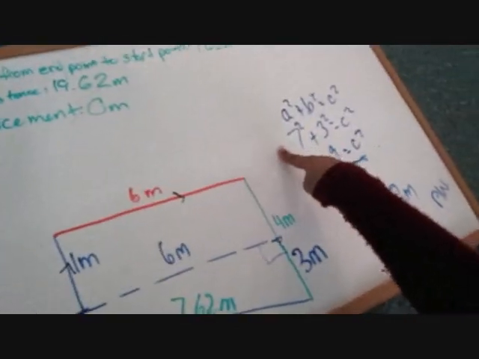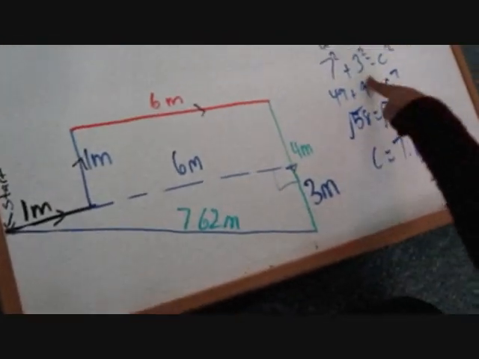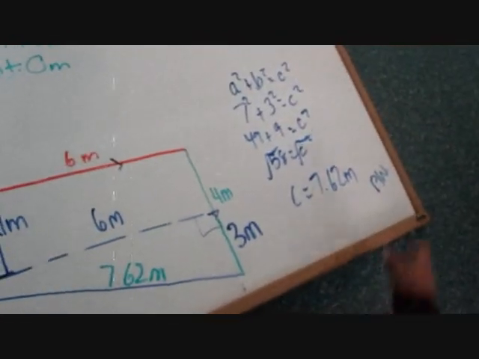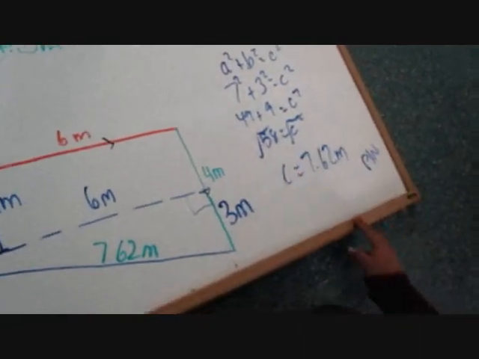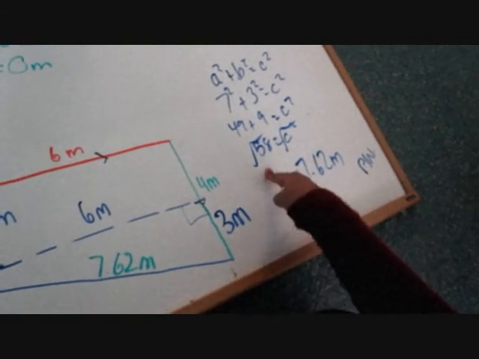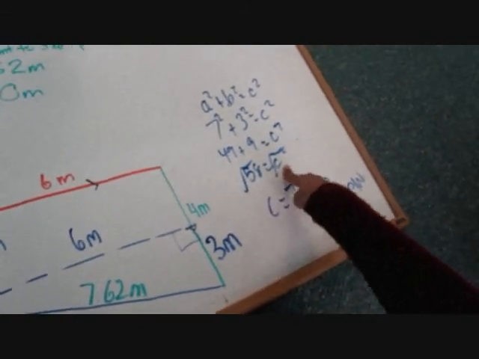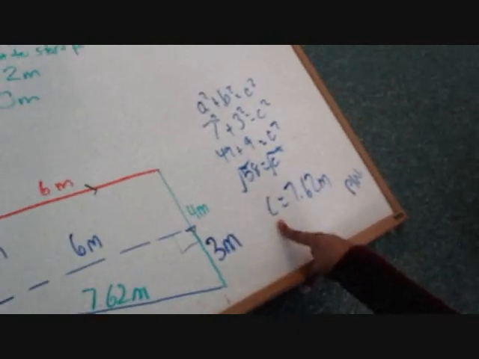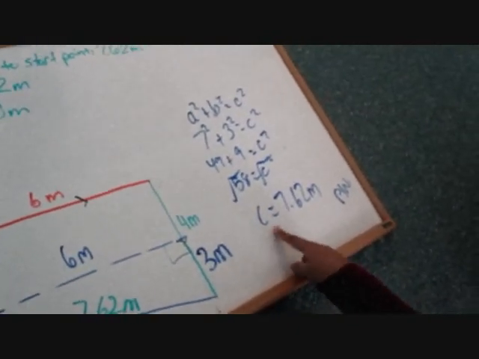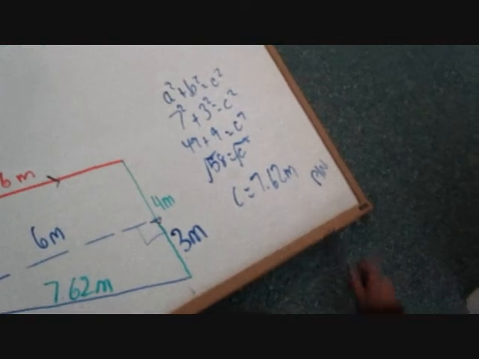And the 3 meters is over here. Then we squared those, and we got 49 plus 9 is equal to c squared. So the radical of 58 equals c. Then we get c is equal to 7.62 meters.